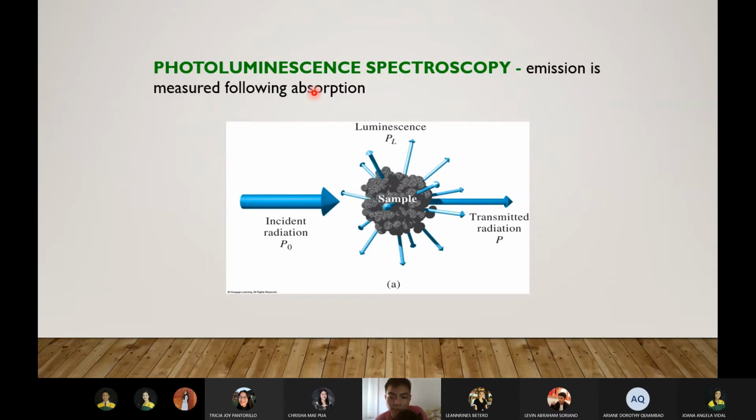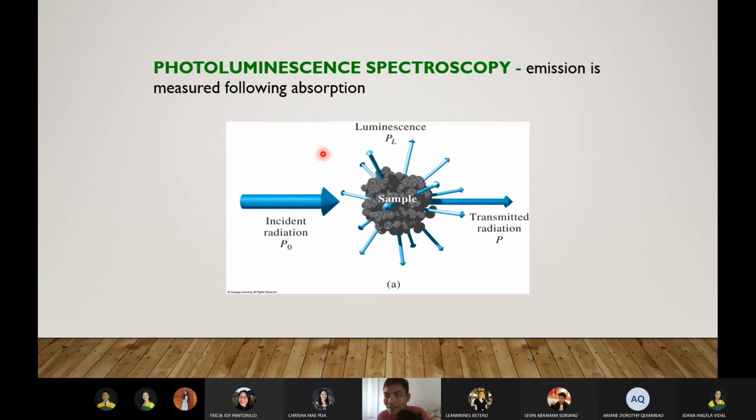Isang example niyan would be the glow stick, which we use nung bata pa tayo. I remember when I was grade 1 pa. 2004, grade 1 ako. Ayun, bumibili-bili pa ako niyang glow stick na yan. 5 piso lang yan dati. So, ayun, babaliin mo yan, di ba? Tapos mag-glow na siya.